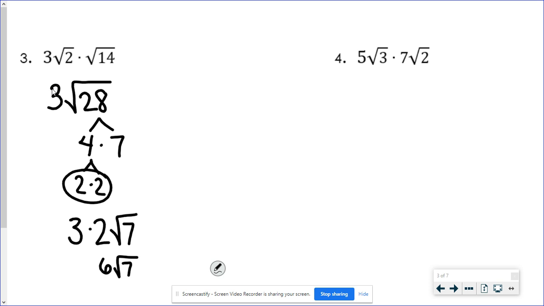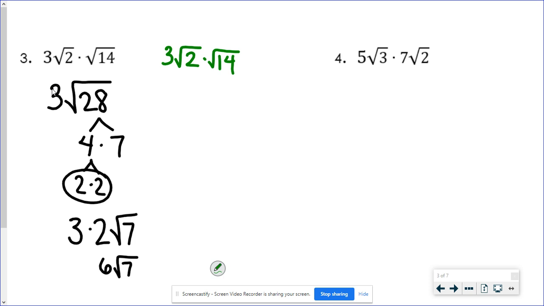Let me show you on this problem the other option that you have. Let me just rewrite this problem: 3 square root of 2 times square root of 14. Instead of putting the 2 and the 14 together to make 28, I could just make trees from each of my numbers, and then anything that's under one of those trees can get circled up.